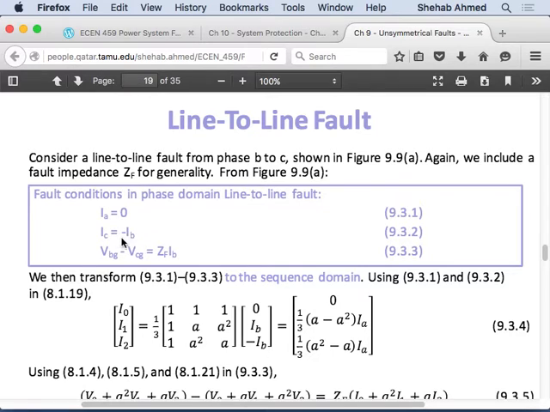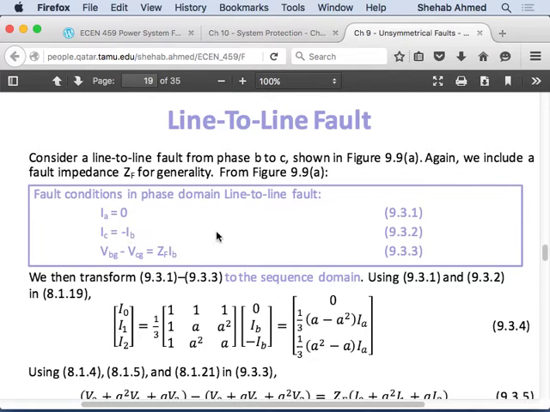And then if there happens to be an impedance, let's say there's a tree that fell between phases B and C, this tree will have an impedance. That will be the fault impedance. So the voltage across that fault impedance is equal to the line voltage between phases B and C. You can use either the phase B current or the phase C current, but with an opposite sign.